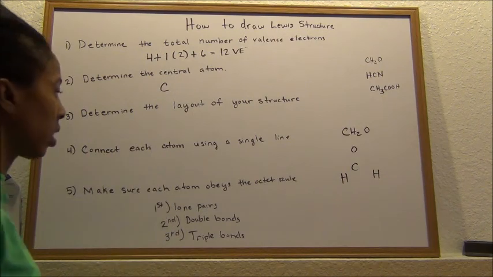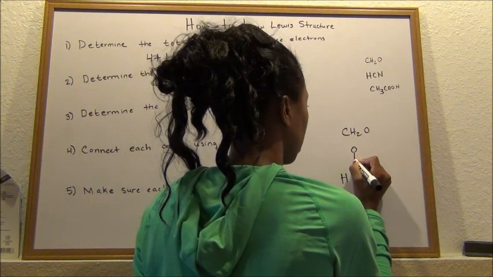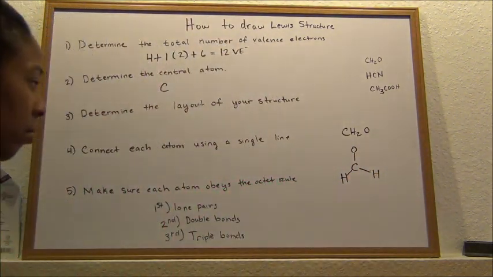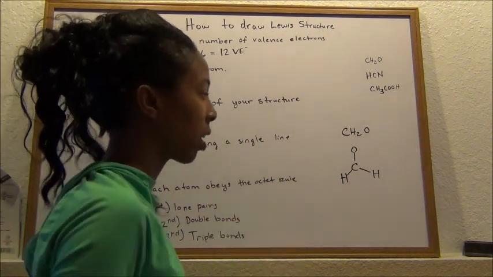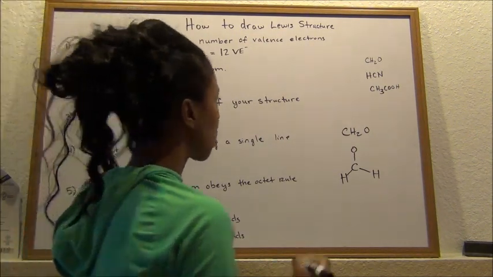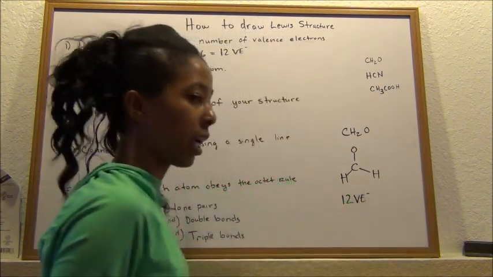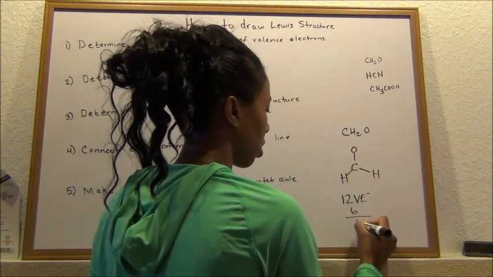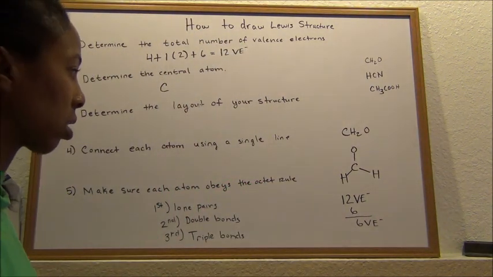So now I'm going to connect each atom using a single line. So I'm going to connect everything to the central atom using a single line. And now I'm going to subtract the number of electrons that I've already used from the total amount of valence electrons. So I started off with 12 total valence electrons, and I've used up 2, 4, 6 of them. So I'm left over with 6 valence electrons.